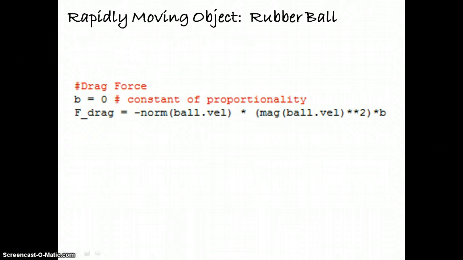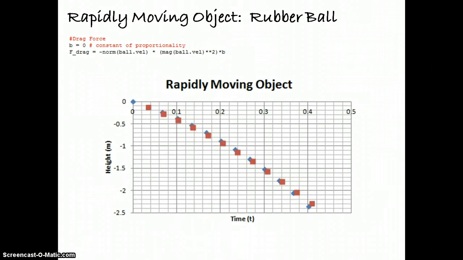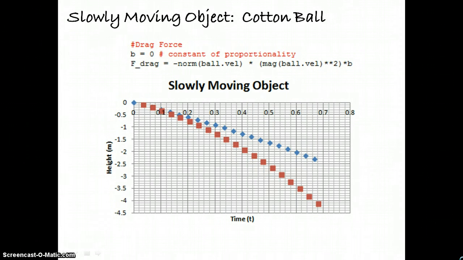Note, for the rubber ball, drag force is 0. This is because the observed data, in blue, matches up with the model data, in red, without drag force, indicating little to no drag force existed in the observed data. For the cotton ball, excluding drag force produced this model. Clearly, they do not match up. So, the proportionality constant b had to be adjusted until the model fit.